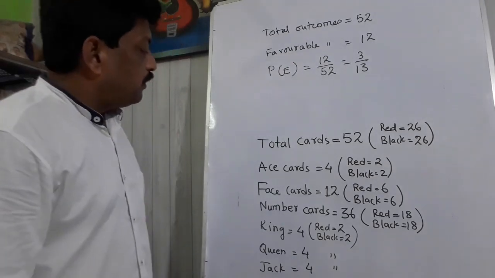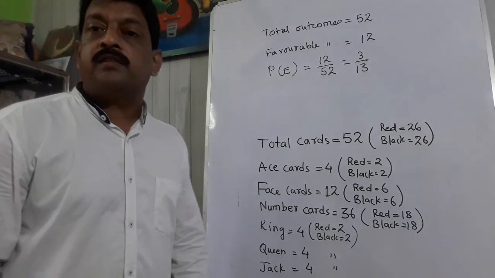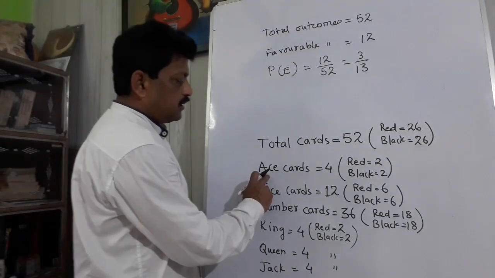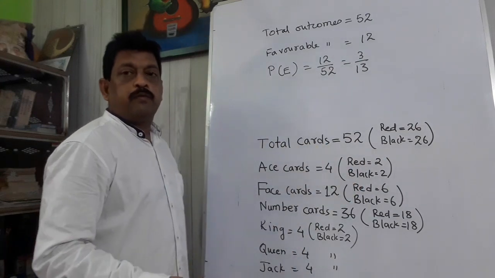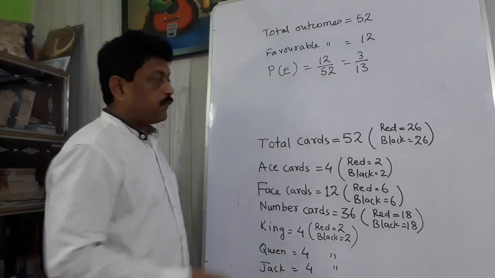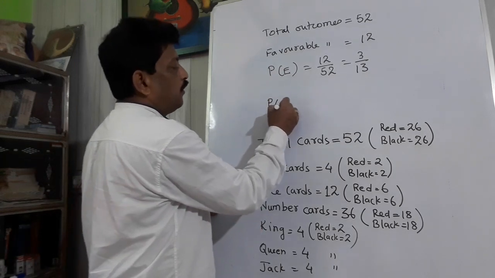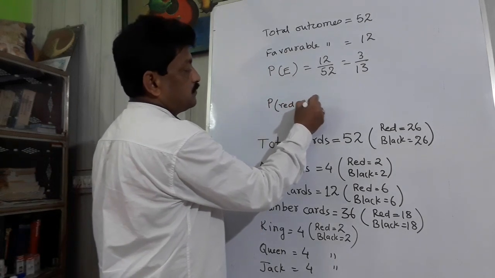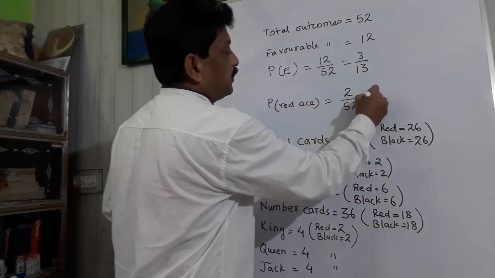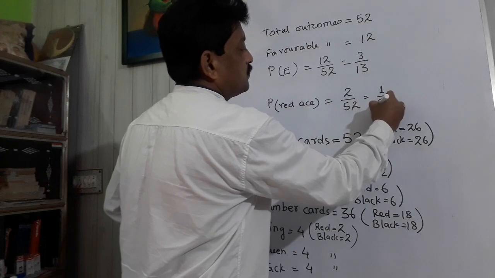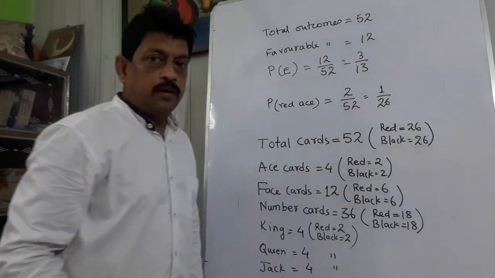Now what is the probability of getting a red ace card? There are ace cards, 4 in number, out of which 2 are red, so favorable outcomes is 2. Therefore, the probability of a red ace is 2 upon 52, that is 1 upon 26. Understood?